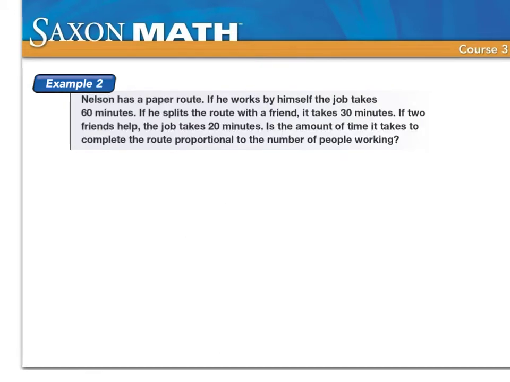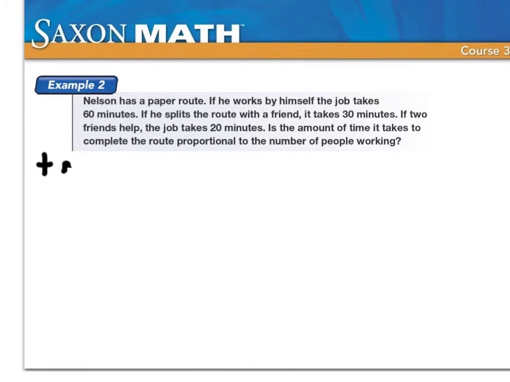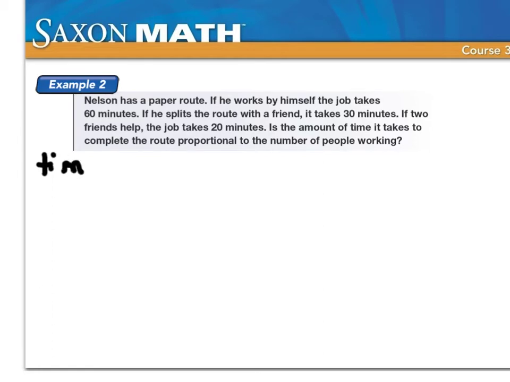Okay, example 2 says Nelson has a paper route. If he works by himself, the job takes 60 minutes. If he splits the route with a friend, it takes 30 minutes. And if 2 friends help, the job takes 20 minutes. Is the amount of time it takes to complete the route proportional to the number of people working? So we want to know, is the time proportional to the number of people working?